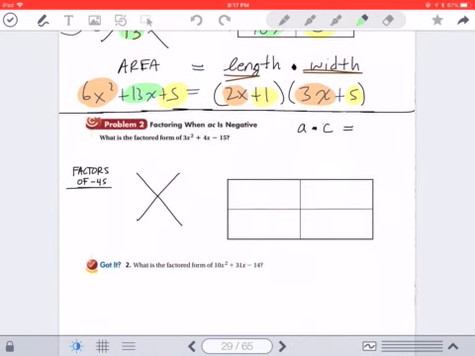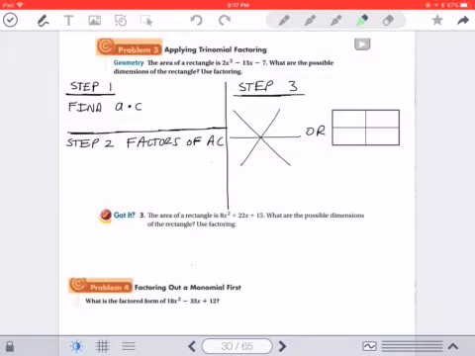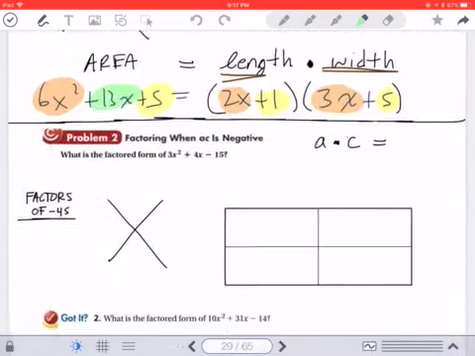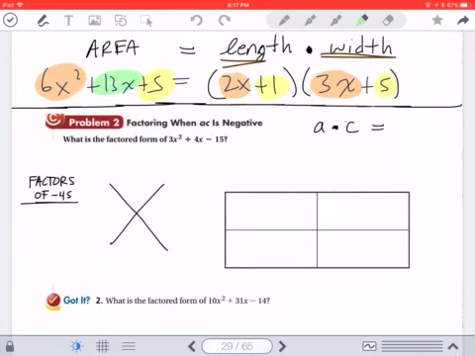All right, last one for our notes today. Let's see what we got here. Yeah, let's try problem 2.